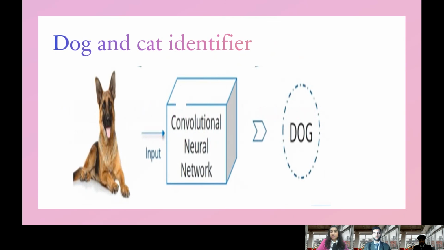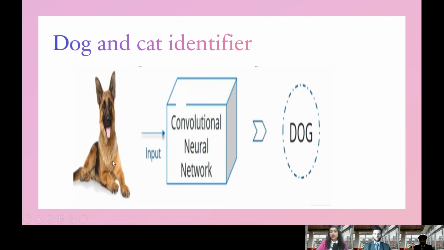Dog and cat identifier will be our example. We feed the CNN network with images of both dogs and cats. And when we start our process, we input an image of a dog, and CNN will give us the answer dog. It will classify that image as a picture of a dog.